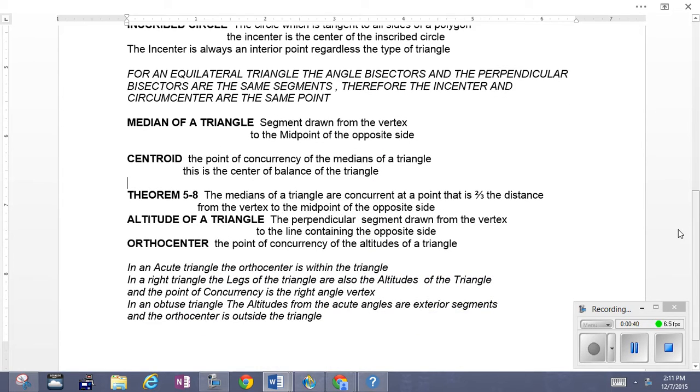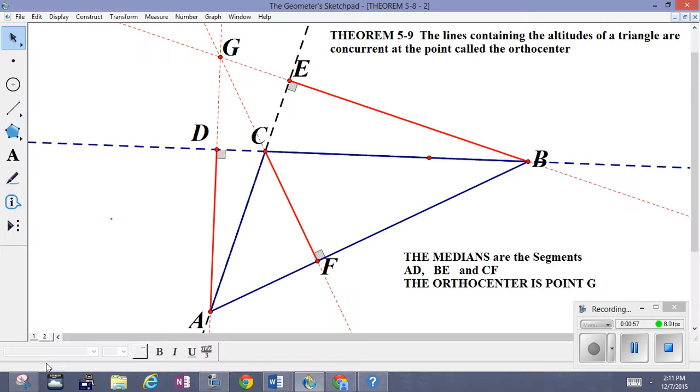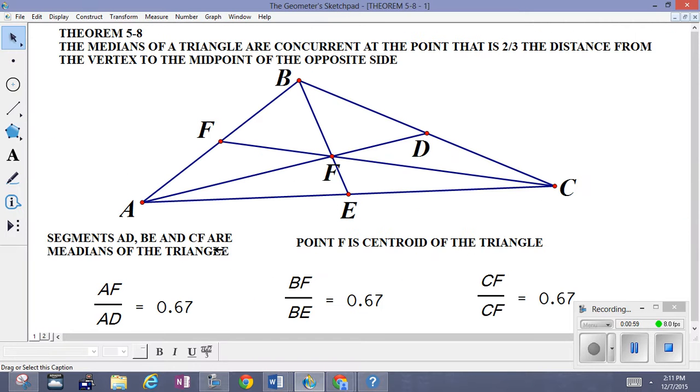Now we're going to talk about a couple new segments of triangles. The medians of the triangle. The medians of a triangle are the segments drawn from the vertex to the midpoint of the opposite side. They meet at a point called the centroid. So we will illustrate that right now in Sketchpad.